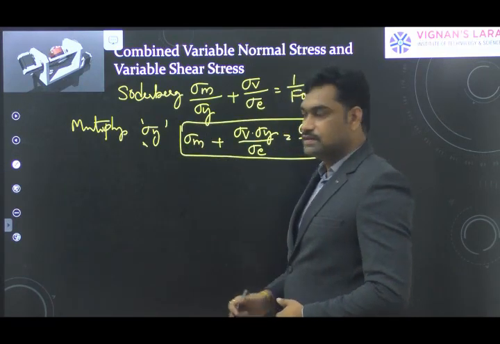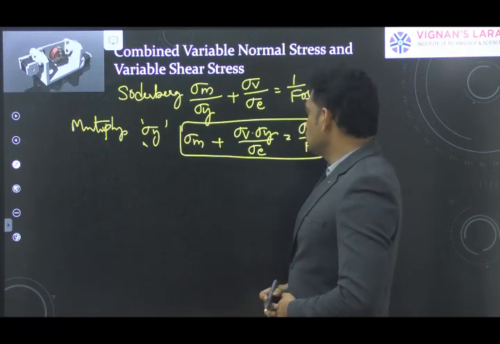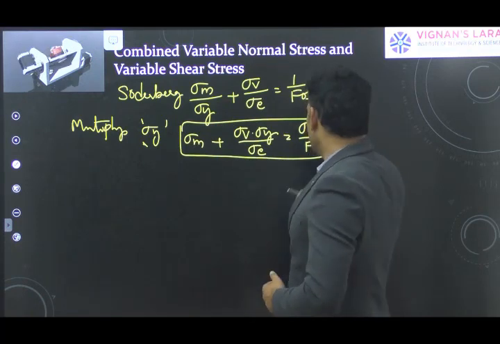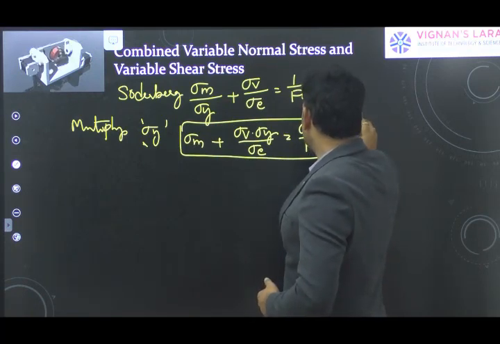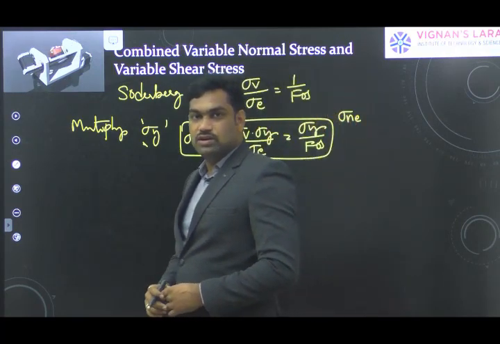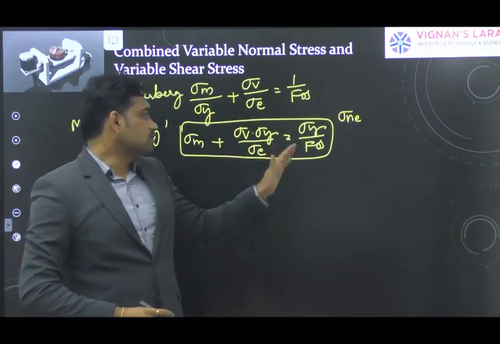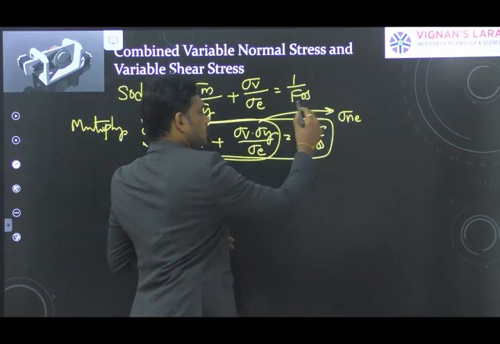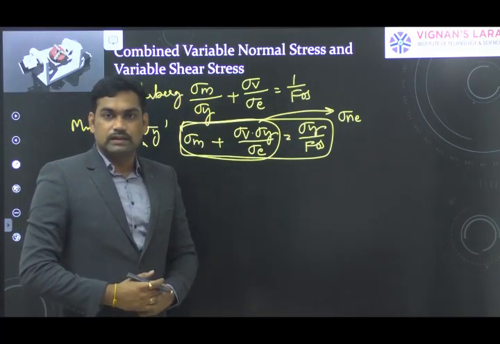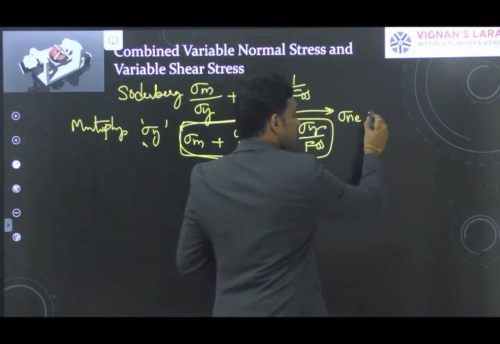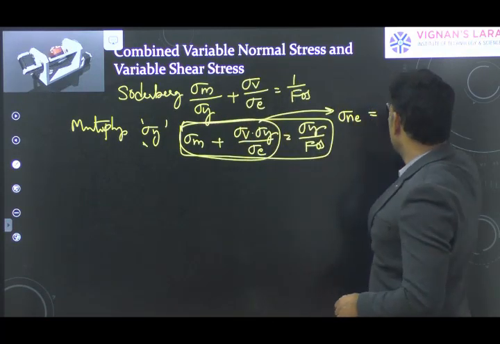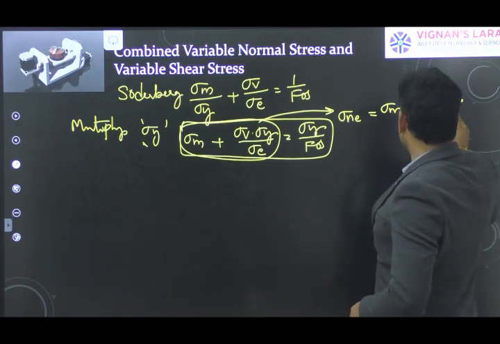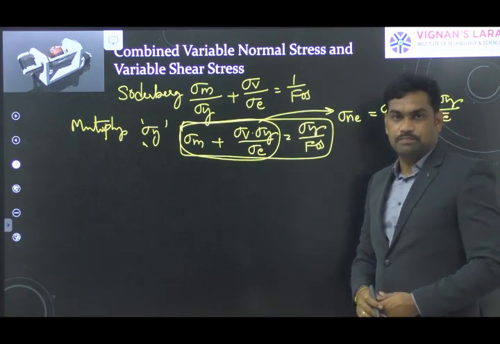This is the modified form of the equation obtained by multiplying the Soderberg line. Here the term on the left side of the equation we call the equivalent normal stress, denoted by sigma n. Clear? So sigma n is given by sigma m plus sigma v into sigma y by sigma e, equal to sigma y by the factor of safety.